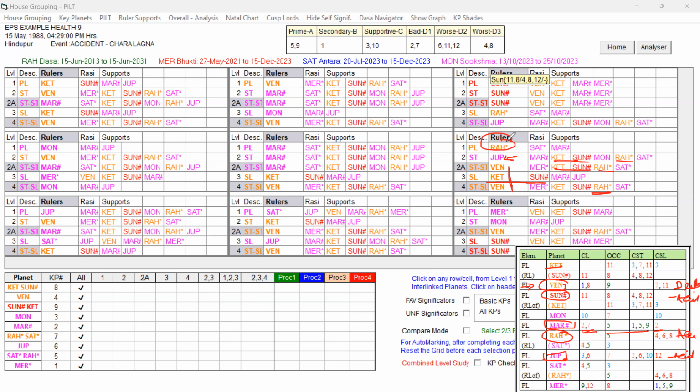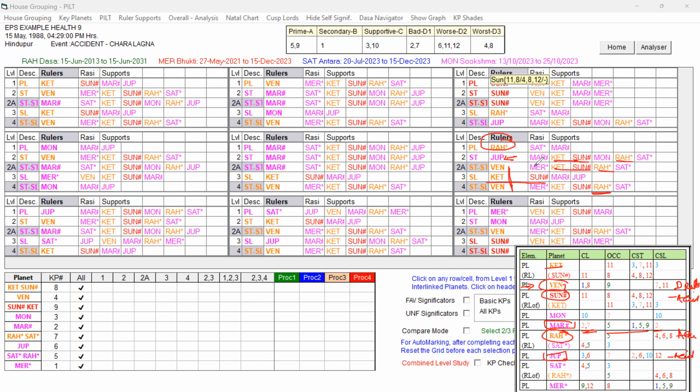So it is supportive for the accident, and this is supportive for the death. So through the fourth house at the eighth cuspal sublord, it is supportive for the accident, and also supportive for the death on account of the accident. I think you're able to understand.